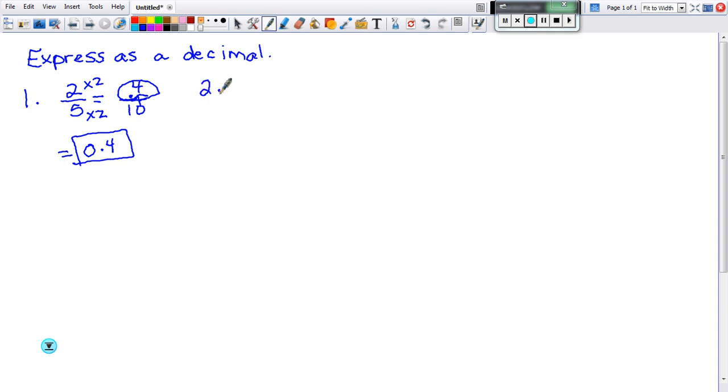Number 2, 3/10. This one's already a power of 10, so line up the 0. That 0 goes with that 3. There's not a 0 left, so that's where you put a decimal. So that is 0.3 as an answer for that, or 3/10.